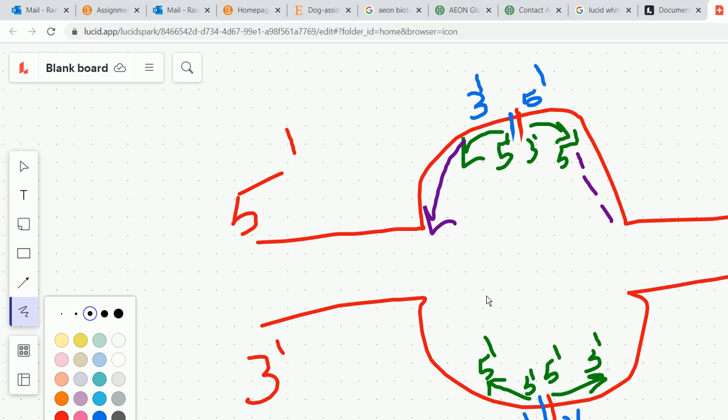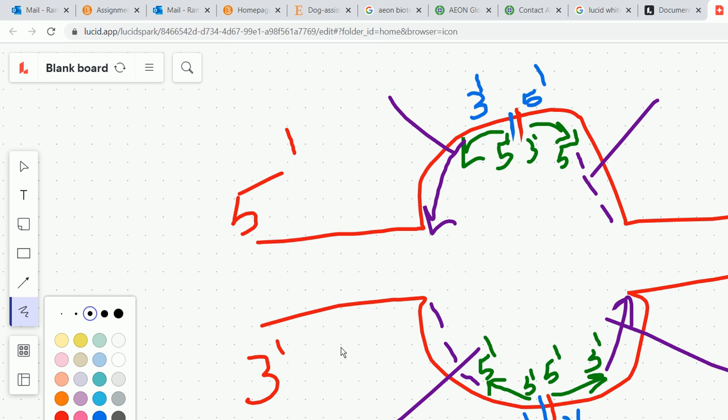So this side, 5' to 3', can be made continuously. This side cannot be made continuously. It's going to be made in fragments. So this strand is going to be the leading strand. This is also a leading strand. This is going to be a lagging strand. This is also going to be a lagging strand. So this strand can be made continuously, and this can also be made continuously. This is also leading. This part of the DNA cannot be made continuously. It's going to be made in fragments. It's a lagging strand. This side is also a lagging strand.